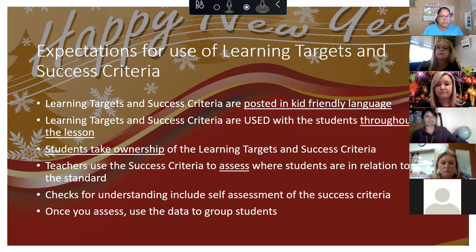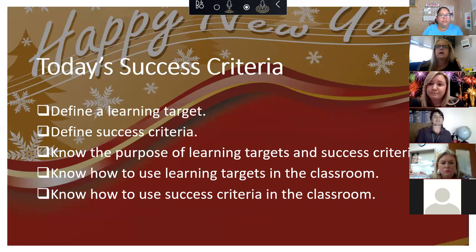All right, so I'm going to start wrapping it up. Today's success criteria for this PD: we defined the learning target, we did that in the beginning. We defined the success criteria. We talked about the purpose of the learning targets and success criteria. We know how to use the learning targets and success criteria in the classroom.